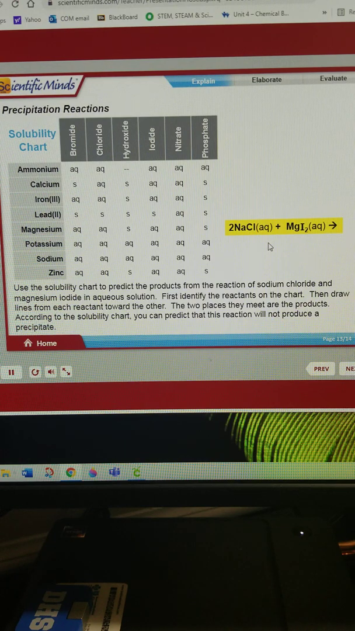Use the solubility chart to predict the products from the reaction of sodium chloride and magnesium iodide in aqueous solution. First, identify the reactants on the chart. Then draw lines from each reactant toward the other. The 2 places they meet are the products. According to the solubility chart, you can predict that this reaction will not produce a precipitate.